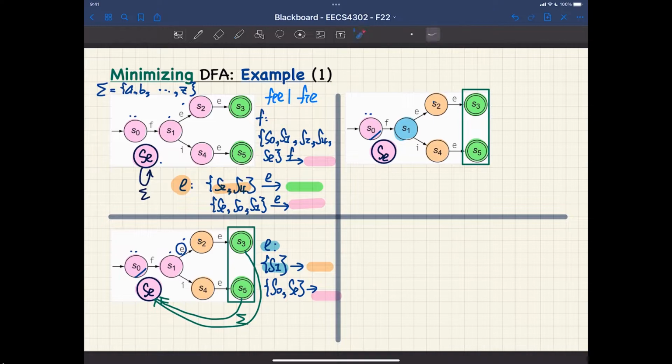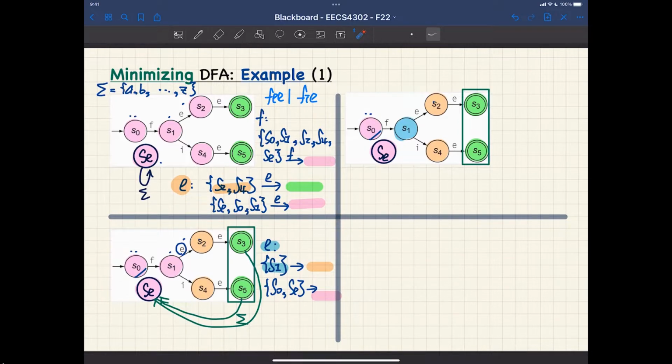These two we already tried. No split, right? Should we even bother to try this? Can you split a state from itself? Not really. So whenever you see a partition with only one state, you don't bother. The only possible split that's left is this partition. Now, should we split it?